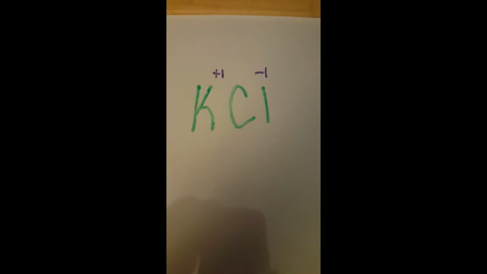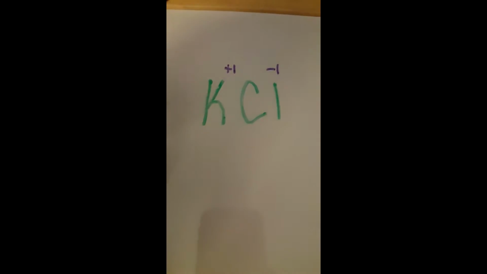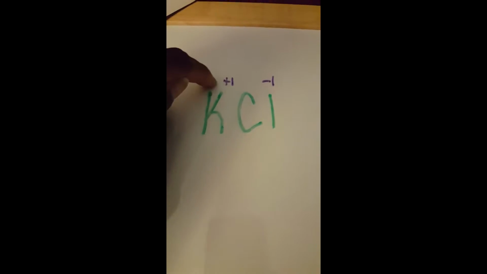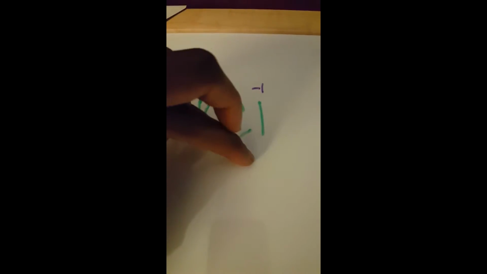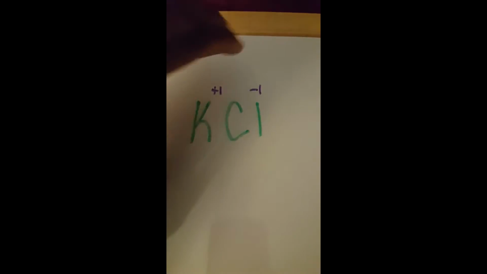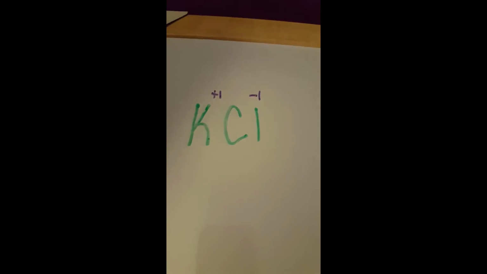We're going to start off by naming this compound right here, which as you can see has a +1 charge and a -1 charge. That's for chlorine and that's for potassium. So these two cancel out.